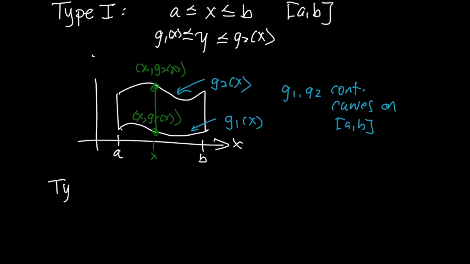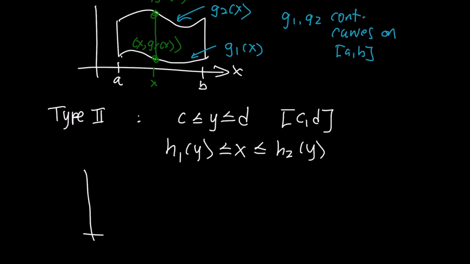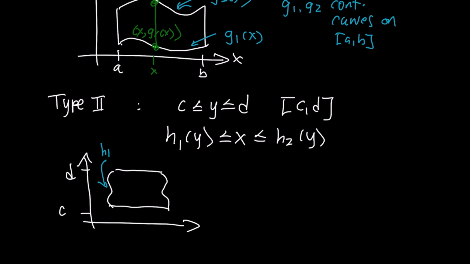A type 2 elementary region works very similar, except the y value is bounded by some constants, so your y integration ranges from c to d, and then your x is bounded by some continuous functions of y. And so again, in terms of a picture, you've got your integration range here, c to d, and these are constants, and then there are some continuous functions here, h1 of y and h2 of y. And again, h1 and h2 are continuous on this interval c to d.